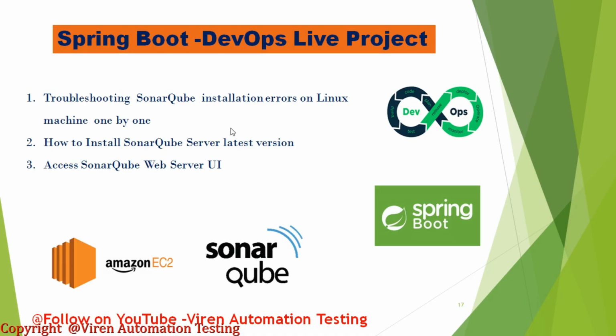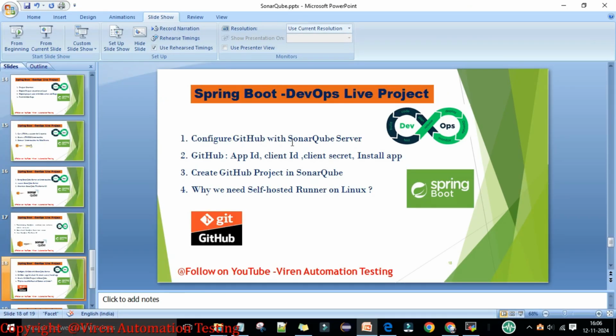So we have troubleshot all the SonarQube installation errors. We no need to install an external database on the Linux machine to make the SonarQube server up and running, and now we are able to access the SonarQube web server UI. So this is a complete process by which you can set up the latest version of SonarQube. We will integrate GitHub with the SonarQube server, and we will create the app ID, client secret, install the app, and we will create a GitHub project, and then why we need the self-hosted runner. So we are going to cover this topic in the next video.